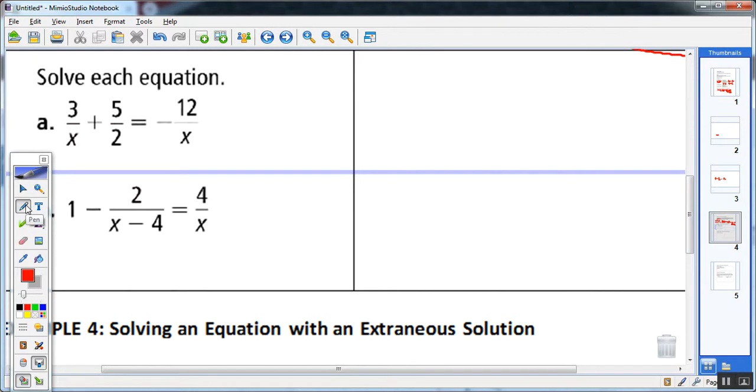Kids, first of all, the directions up by example 3, solving equations using what? The least common denominator. Now, kids, first of all, can I just jump right into cross multiplying here? No, you cannot. Okay. So what ends up happening in something like this is maybe I should back up.